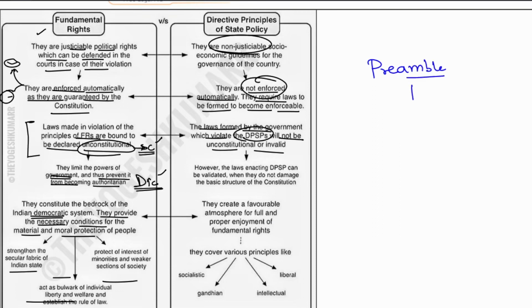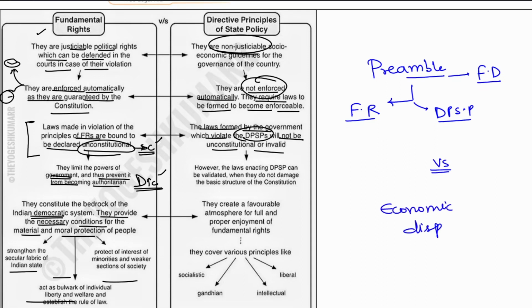Multiple things come out of the preamble as per the subjective nature of it. One are the fundamental rights, one are the DPSP, and one are the fundamental duties. So fundamental duties, let's say now the case is versus what is the case against the constitution right now? The economic disparity.